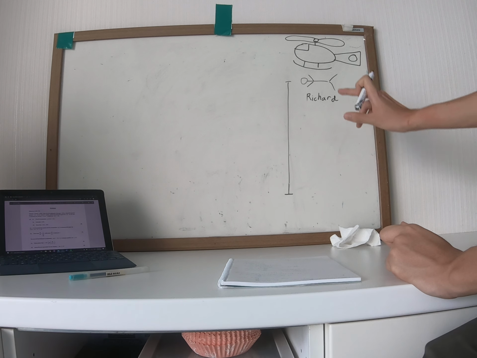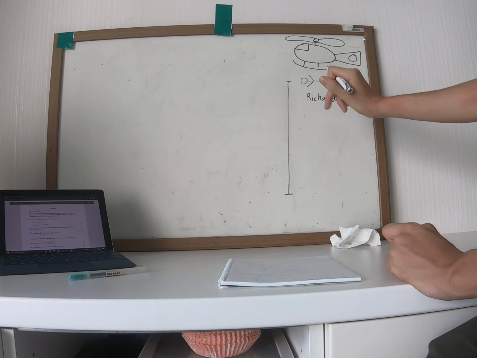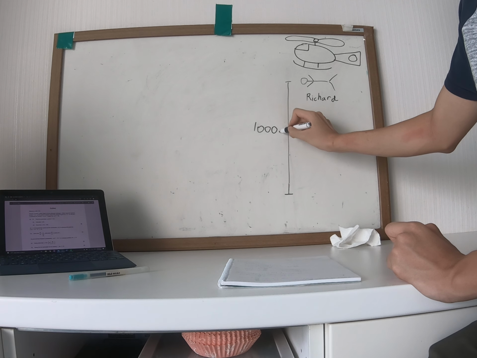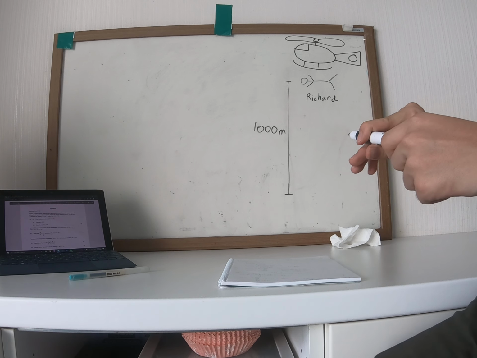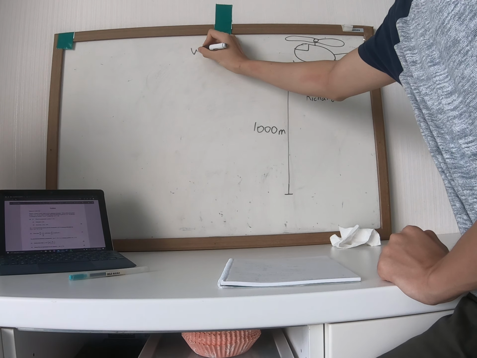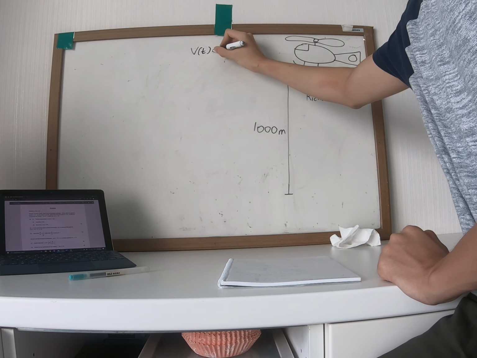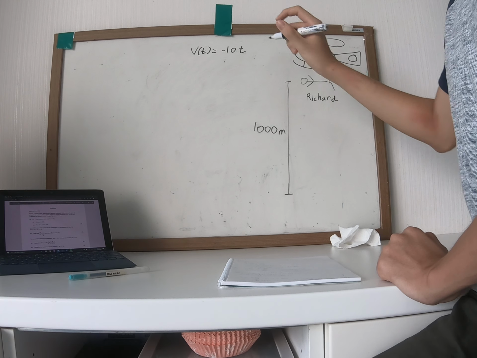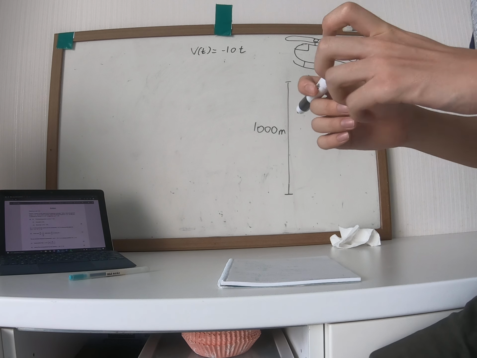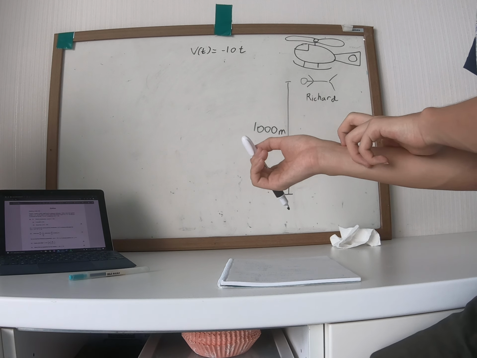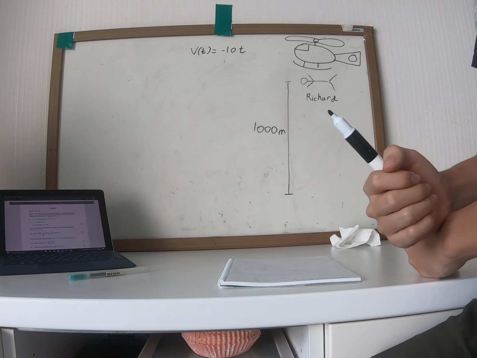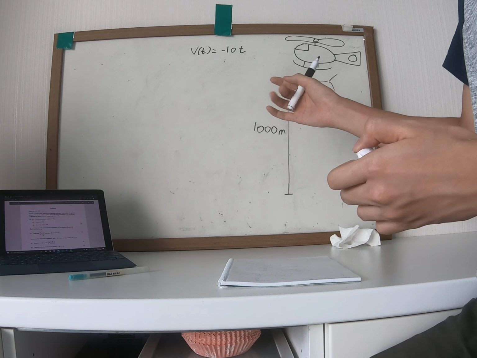In visual context, here is our helicopter, and here is Richard, and he is going to fall 1,000 meters. It is given that for the first 10 seconds of his fall, his velocity can be defined as negative 10t, t being time in seconds. Before we solve any questions, it's important to know the relationship between displacement, velocity, and acceleration when addressing problems on the topic of kinematics.